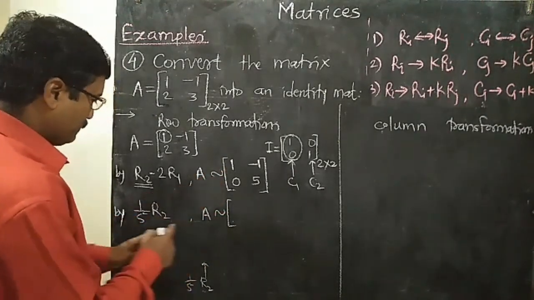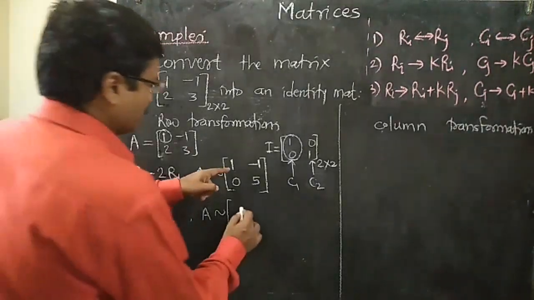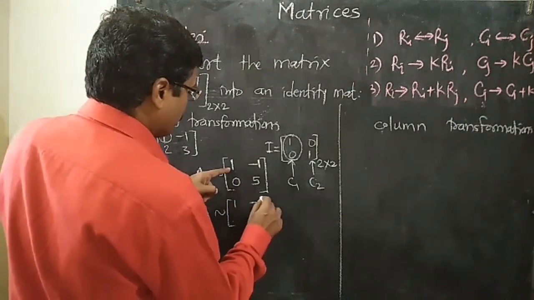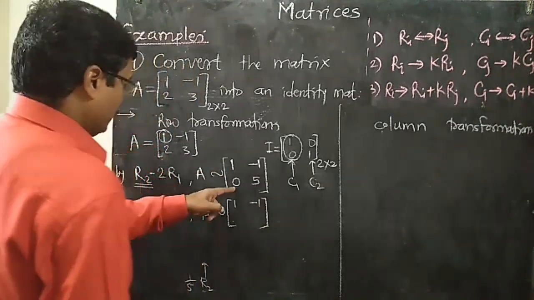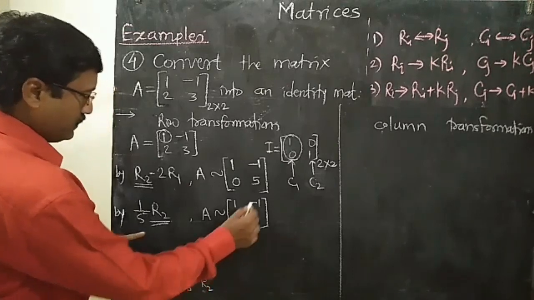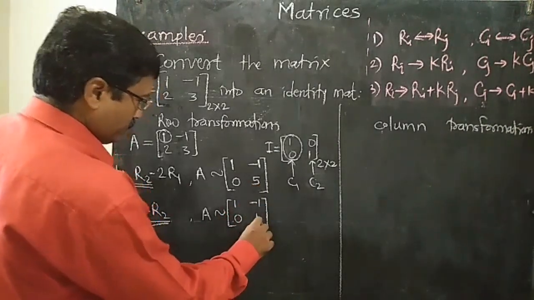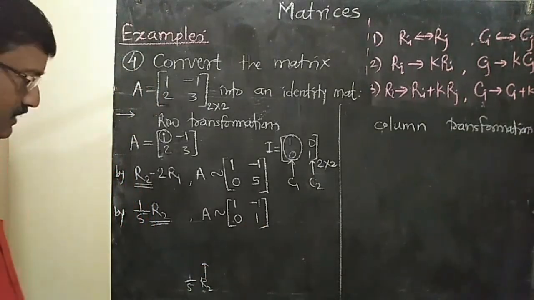Here we are operating on R2. So the first row will remain as it is, that is 1, minus 1. Here, by multiplying 1 by 5 with this 0, we get again 0. By multiplying 1 by 5 with 5, we get 1. This is our second step.